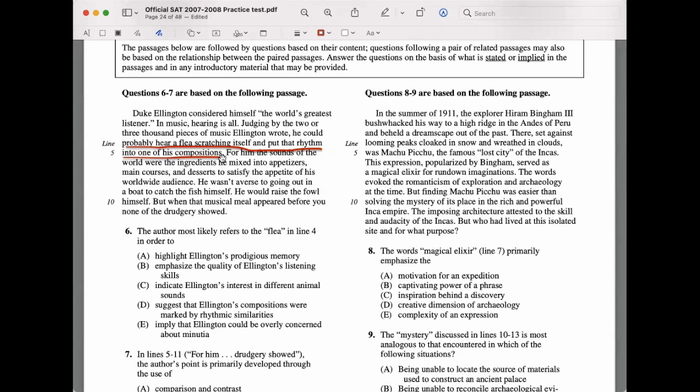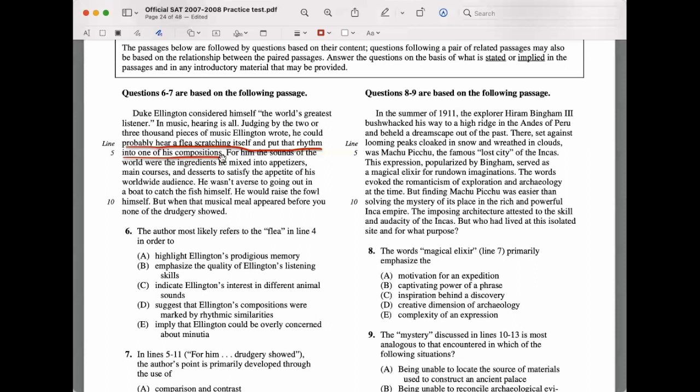So he was eclectic, right? His tastes were varied, and he was able to listen into the smallest of sounds and use them in any of his compositions. And he wasn't averse to going out in the boat to catch the fish himself. He would raise the fowl himself. But when that musical meal appeared before you, none of the drudgery showed.